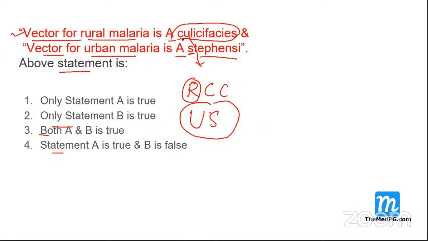So both the statements are right, because many times this question has been asked. So what is the answer over here now? Both A and B are right. In urban malaria, because of the slums, a lot of slums, and a lot of construction activities, urban malaria has become more rapid, and stephensi mosquito breeding occurs very popularly. So RCC, US, United States, just remember this way.